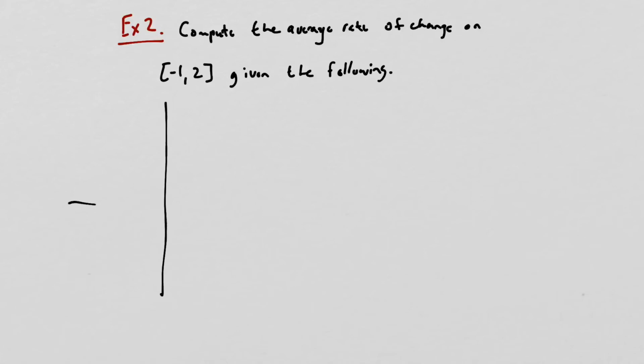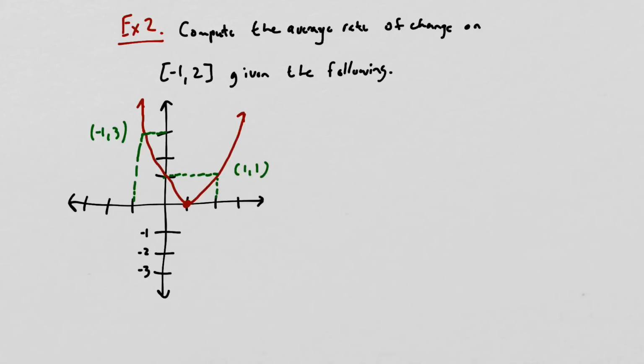So let me go ahead and draw this graph, and then we'll start. Okay, so here's our graph, and we're given 2 points on the graph here, the point 1, 1 and the point negative 1, 3. There's 3 steps, again, to finding the average rate of change in this problem. Number 1, we need to find the change in x. Then we'll find the change in y. The last part, we'll find the change in y divided by the change in x.